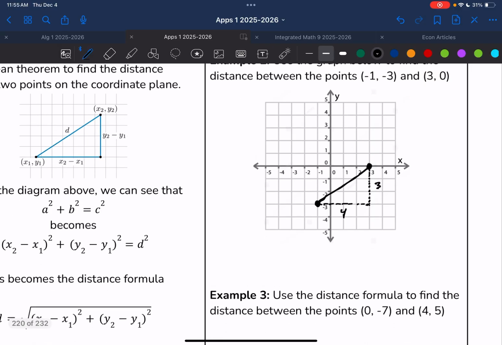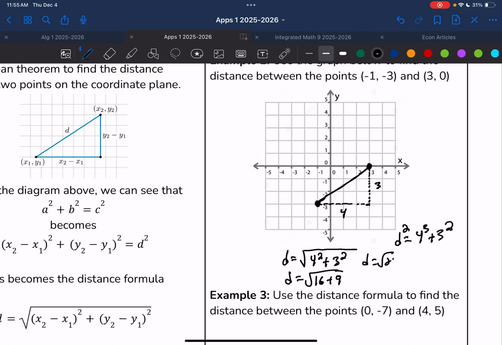So therefore, the distance between them, d, would be equal to the square root of 4 squared plus 3 squared, right? Because d squared is equal to 4 squared plus 3 squared. You just need to take the square root. That means d is equal to the square root of 16 plus 9, meaning d is the square root of 25, meaning that we know that this distance here has to be 5.